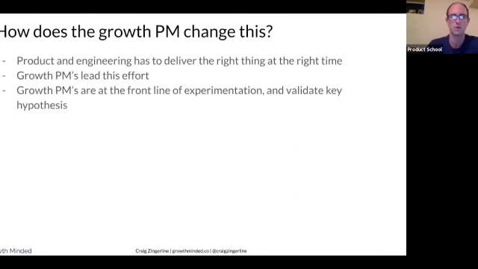So the growth PM can change the outcome of some of those negative stats that we just saw, really by ensuring that the product and engineering teams are delivering the right thing at the right time. You'll really be the driver and the leader of this effort. And likely you're going to be working as the front lines of experimentation within your company, and validating key hypotheses within the company. And we'll walk through some examples in a little bit.